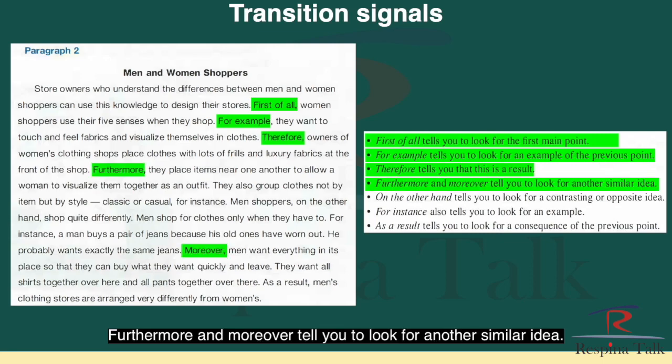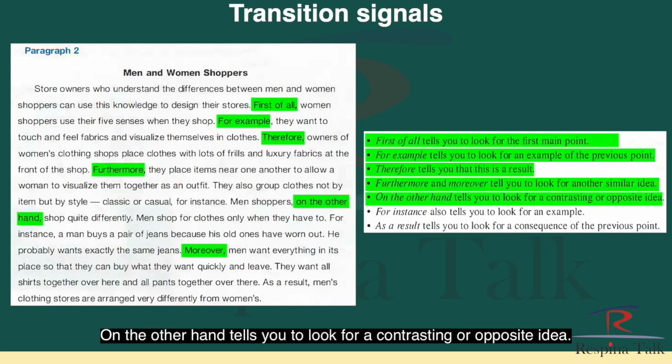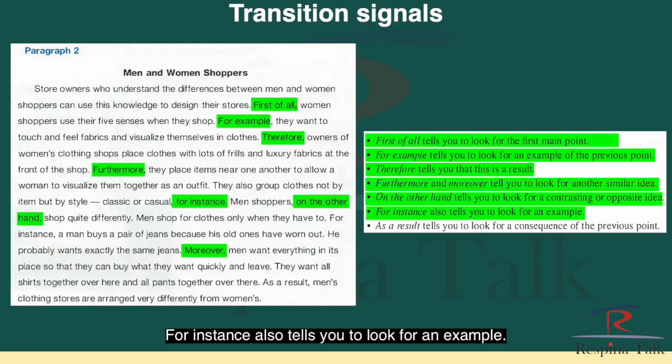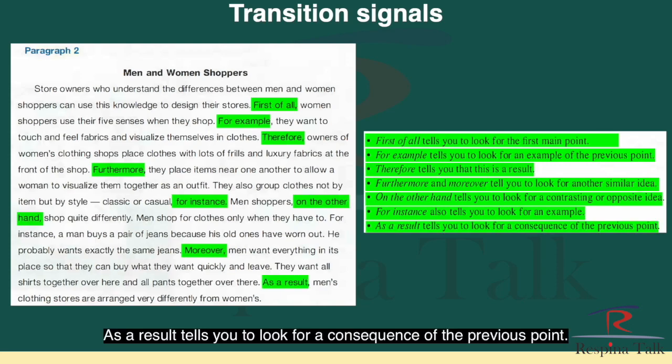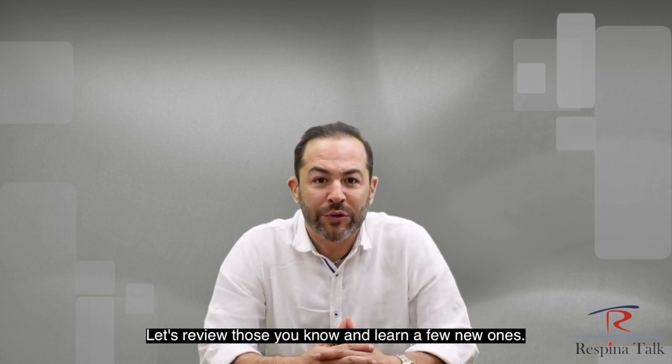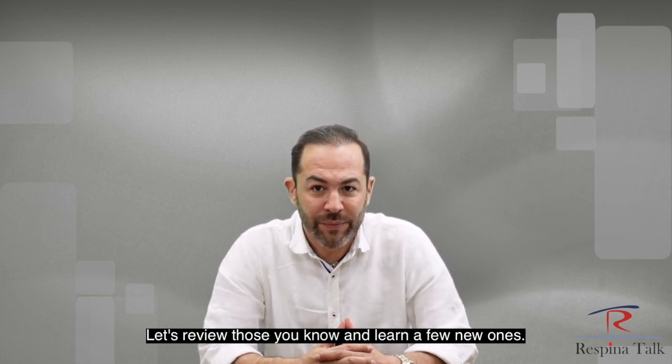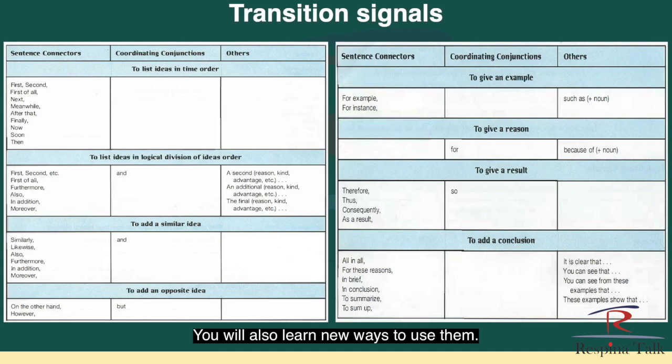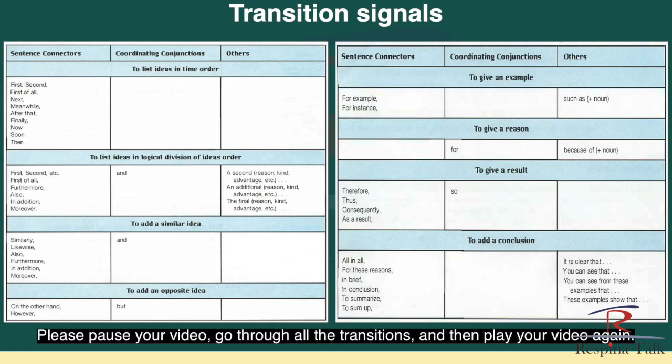Furthermore and moreover, tell you to look for another similar idea. On the other hand, tells you to look for a contrasting or opposite idea. For instance, also tells you to look for an example. As a result, tells you to look for a consequence of the previous point. Let's review those you know and learn a few new ones. You will also learn new ways to use them. Please pause your video, go through all the transitions, and then play your video again.